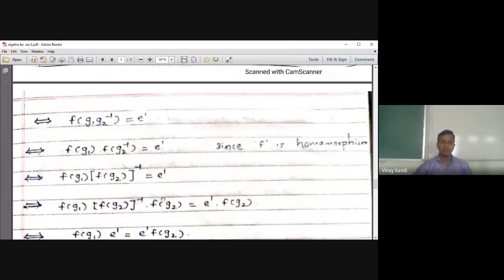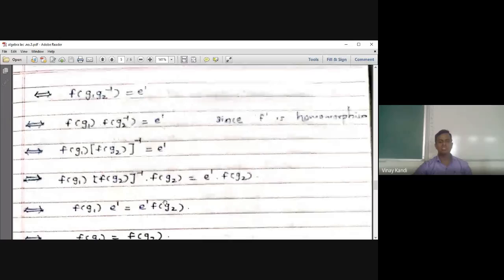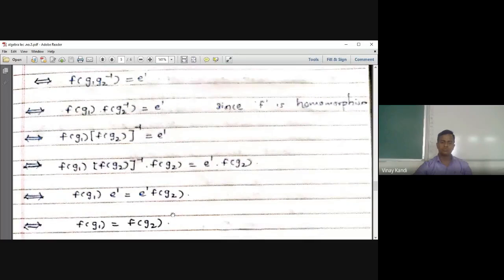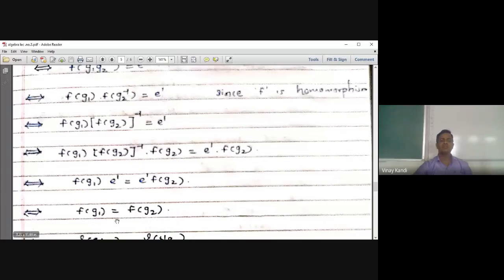f(G1)·f(G2) whole inverse is equal to e dash. By post-multiplying by f(G2), we get f(G2) inverse·f(G2) is equal to e dash. These are the elements from G dash now. So we get the identity element e dash. Hence, f(G1) is equal to f(G1)·e dash is equal to e dash·f(G2). Hence, we get f(G1) equal to f(G2). All the statements are implies and implied.